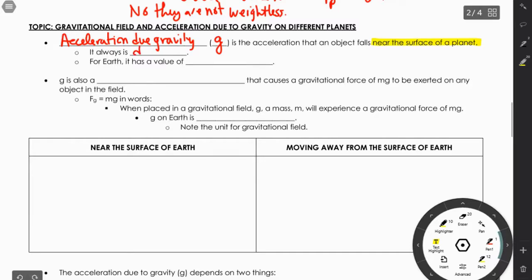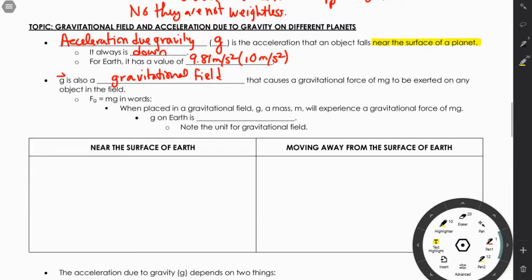One thing to note, it's always going to pull the object down, right? Because that's where the gravitational field wants to go. And here on Earth, we have a value of 9.81 meters per second squared, but we've been also using 10, right, to make our calculations simple. Now, one thing to note is that g is also a gravitational field. One thing that we do to distinguish between the two, and I did not do it here, is we put a little arrow over the top of that g to say this is a vector, okay? And so once the object is in the gravitational field, it's what causes the gravitational force of m times g to be exerted on the object in the field.